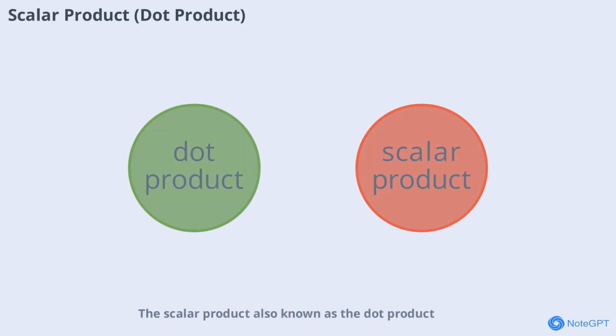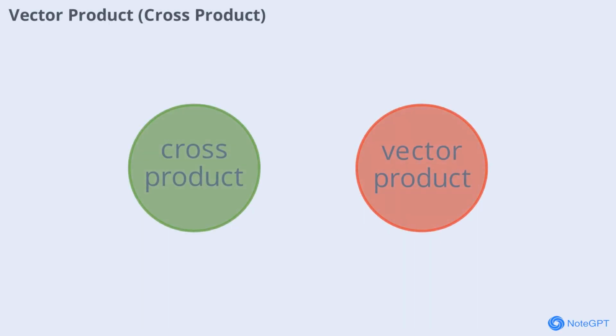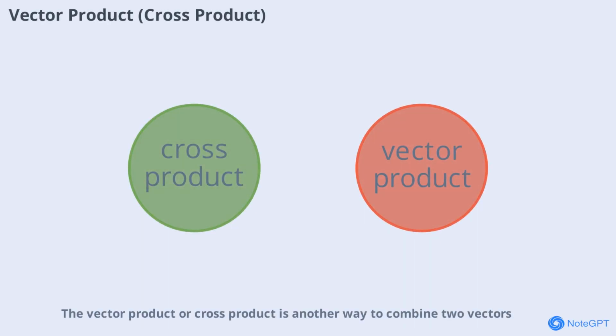Scalar product, also known as the dot product, is an operation that takes two vectors and returns a scalar. For example, if you multiply two vectors and the result is a number, not a vector, you've performed a dot product. This is commonly used in physics to calculate work done, where force and displacement are multiplied to get a scalar value. Vector product or cross product is another way to combine two vectors.